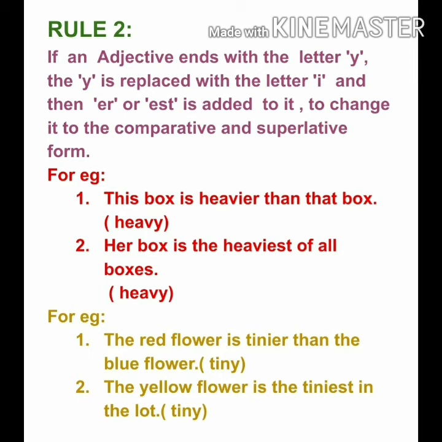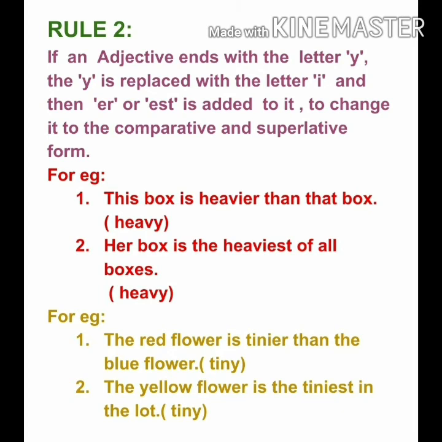Now let's look into the next set of examples. The red flower is tinier than the blue flower. The adjective is tiny. It's a two-syllable word, tiny. The last letter is Y. The Y will be replaced with the letter I and then ER will be added to it to take it to the comparative degree. Here, the red flower is being compared with the blue flower. And hence the spelling of the word tinier is T-I-N-I-E-R.